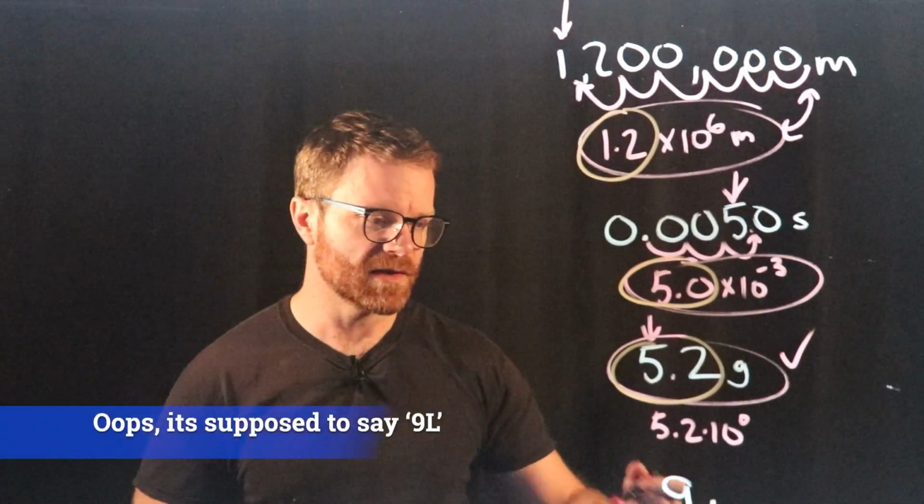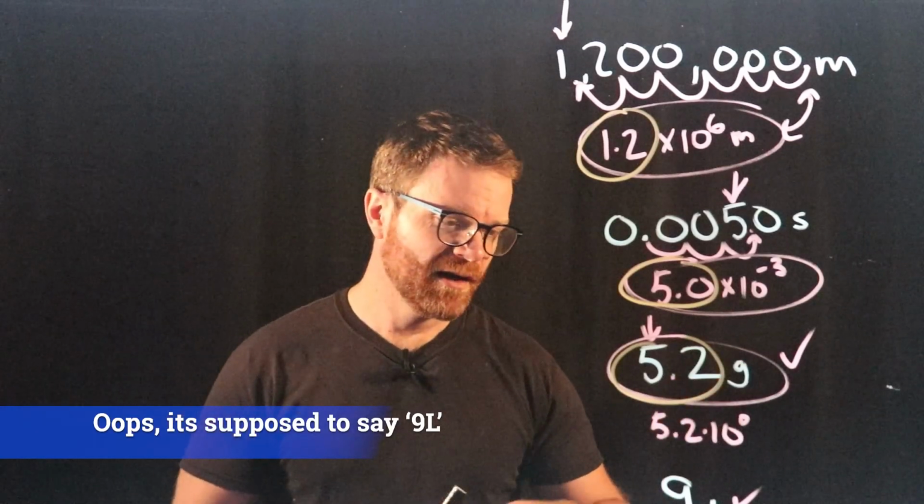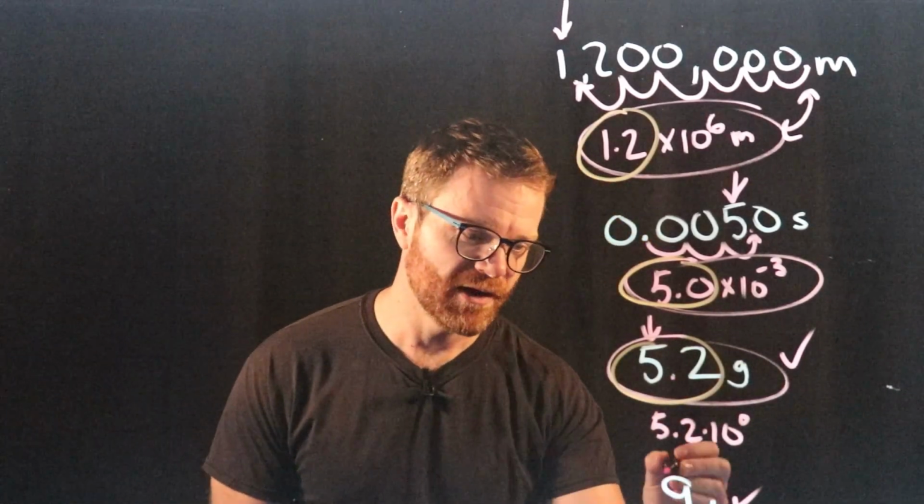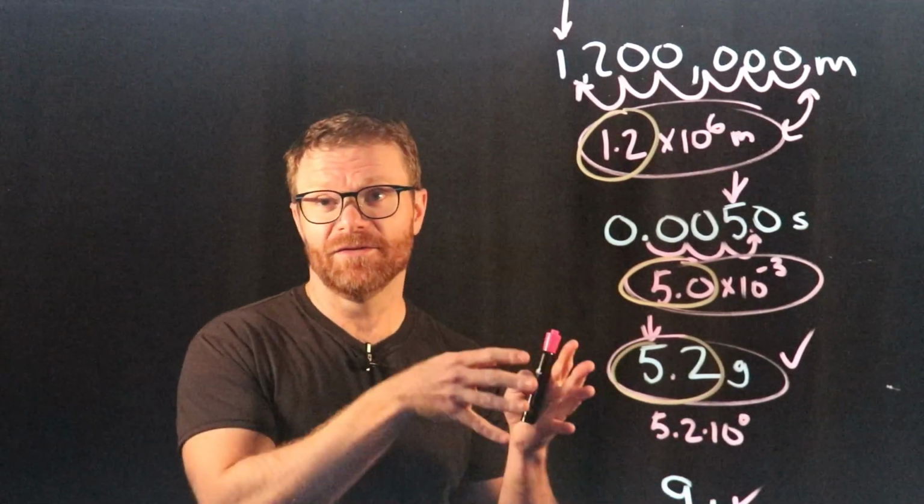Okay, 9 liters. Let's put that in scientific notation. Check, we're done. 9 is between 1 and 10. Where's the decimal point? Right after the 9 there. Where should it be? Right after the 9, which is the first non-zero digit. So that number's already in scientific notation.